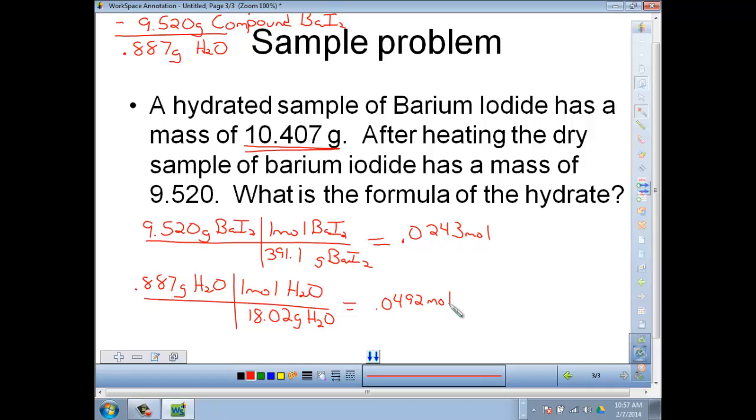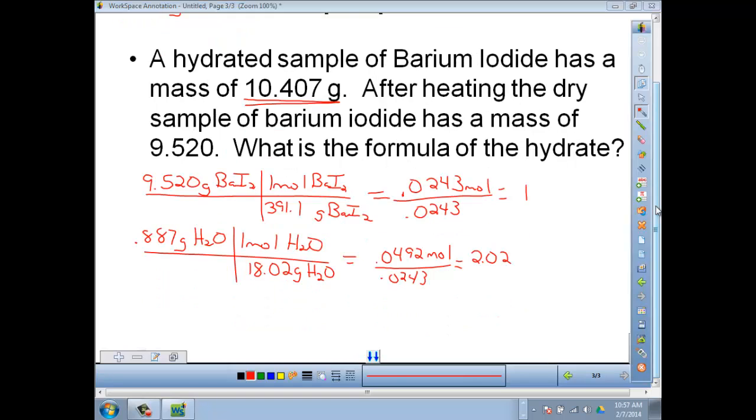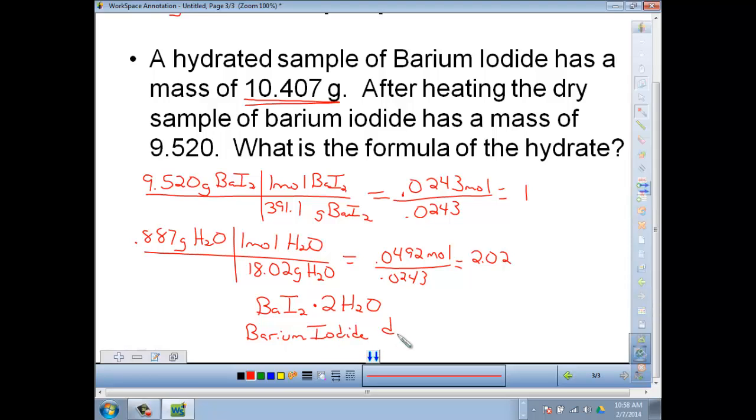Step number 2 says identify the smallest one, 0.0243. Dividing this one by 0.0243, that one will equal 1, and the water down here will equal 2.02. The last step is to write the formula. We've got BaI2. There was only one of the compound. Dot, there ended up being 2 water molecules. If it said to name this compound, we would have barium iodide. When you look up 2 on that chart, it's dihydrate. So barium iodide dihydrate.